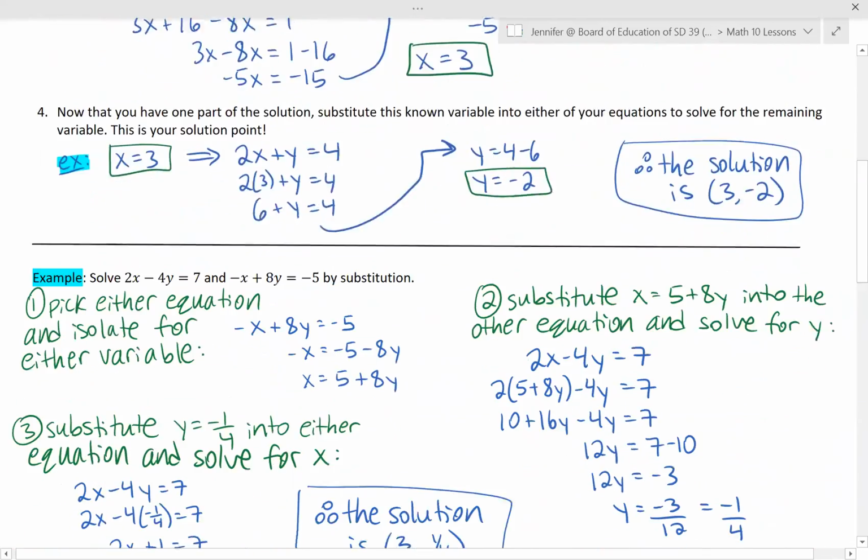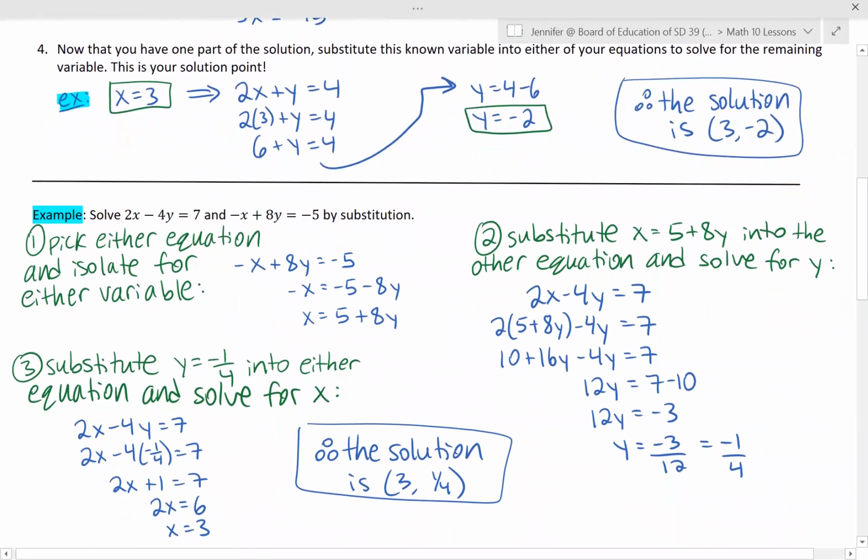We'll do another example, a little faster this time. So we want to solve this system by substitution. We don't have to rearrange things or stack them or do anything that we would for elimination. All you have to do is pick either of the equations and isolate for either of the variables. I decided to pick the second equation and isolate for x because it looked a bit easier to do. The math would be a little simpler.